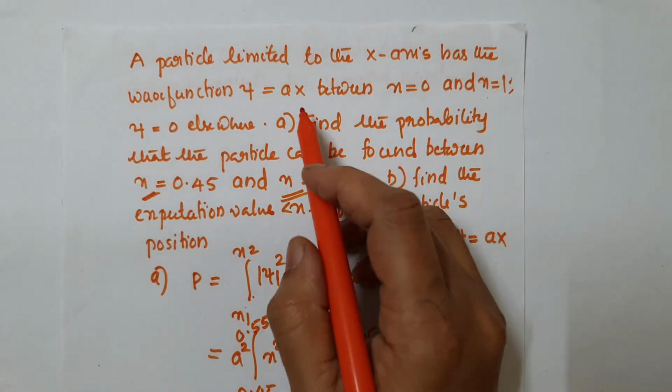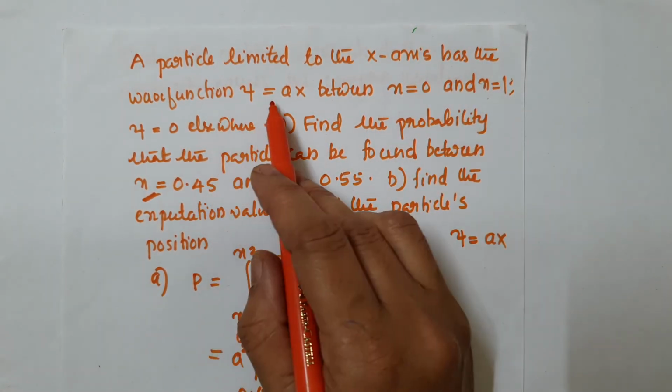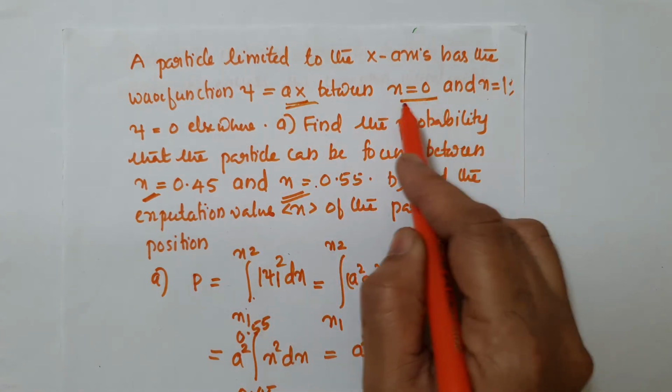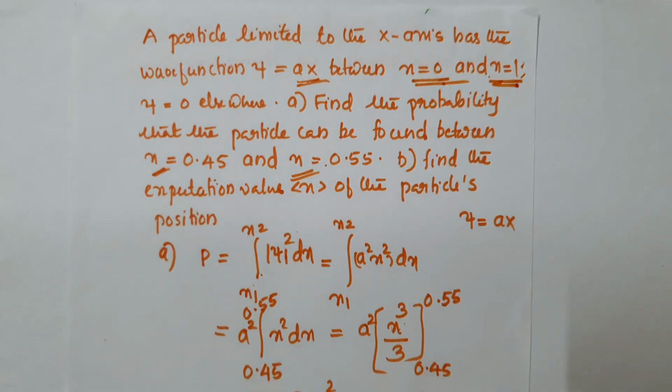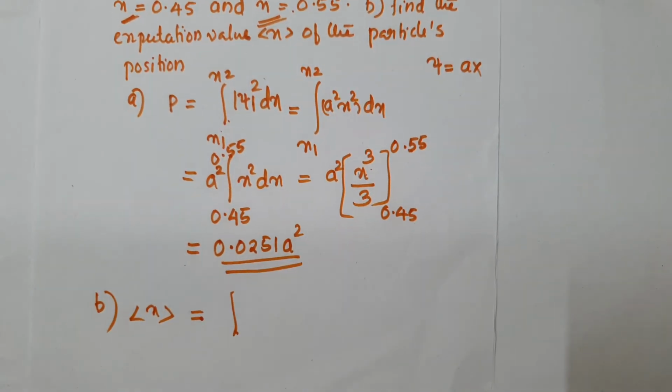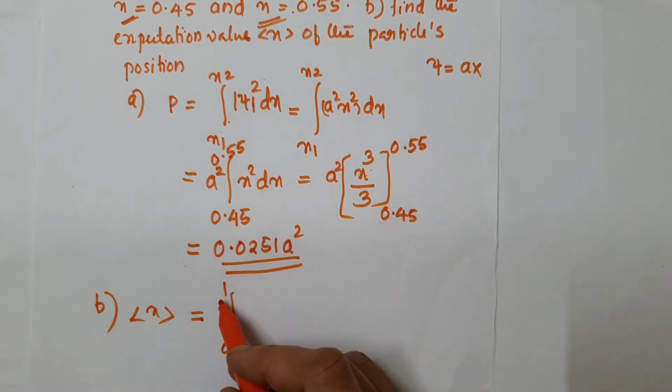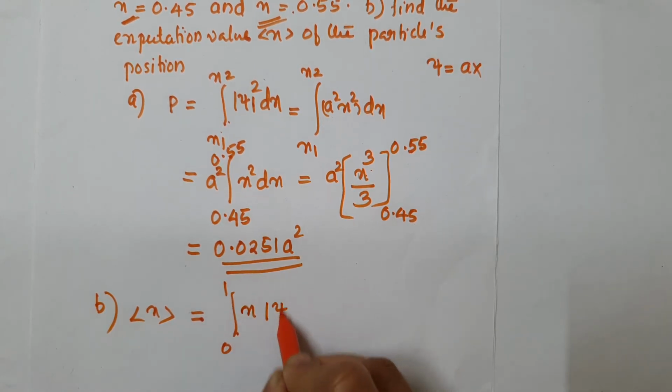A particle is limited to the x-axis, with the wave function psi equal to ax between x equal to 0 and x equal to 1. That is, within this limit we are finding the x value. The particle is limited within 0 to 1 along the x-axis. So it is the integral from 0 to 1 of x psi square dx.